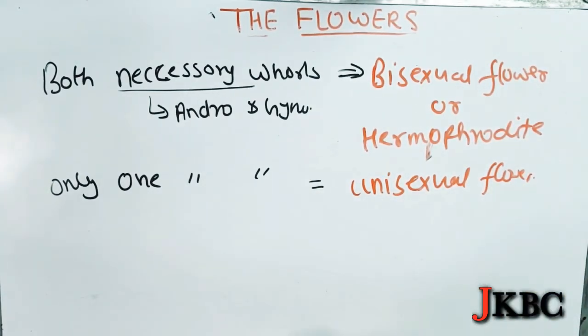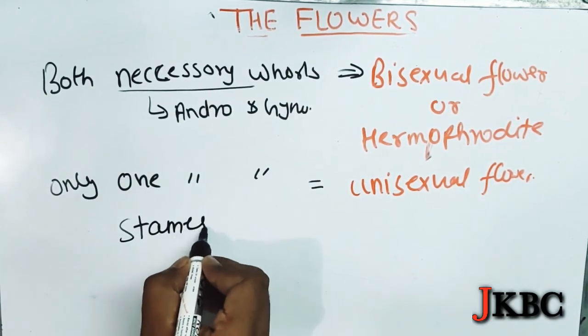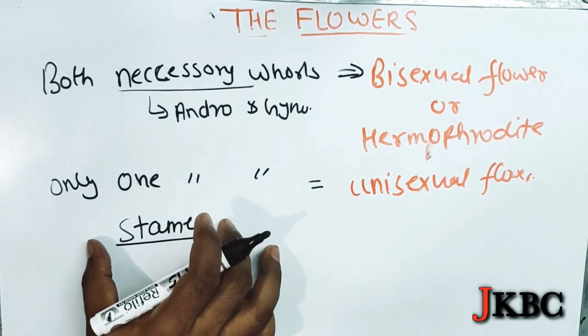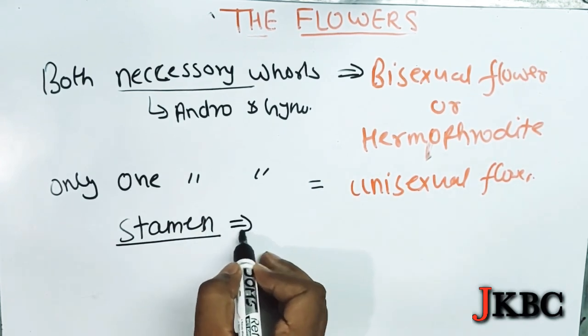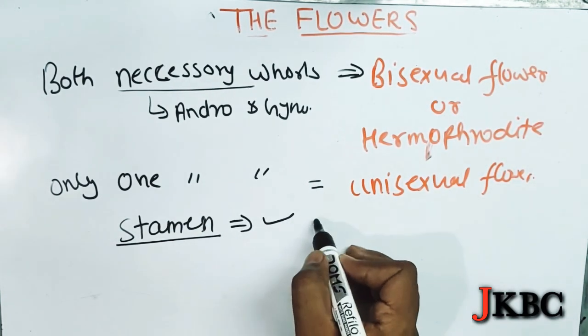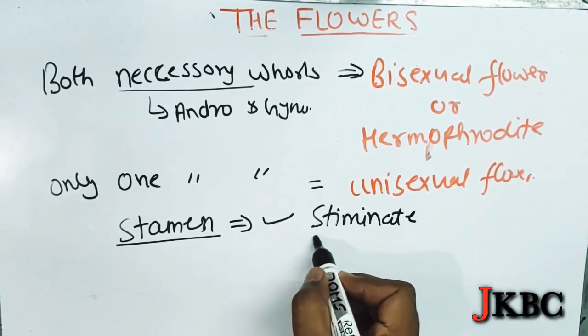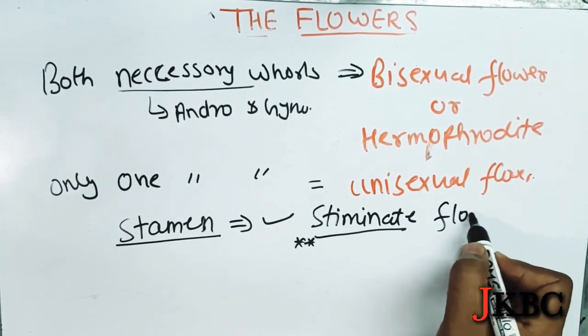Another term is this: if stamens are present in the flower, then it is called staminate. The androecium has the male reproductive part, called the stamen. If it is present, then this is called staminate. In your NCERT this is given as an important mark, so mark this as a staminate flower.